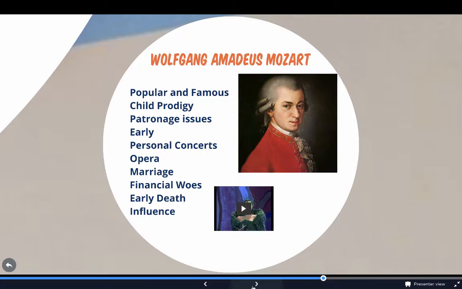He would often give some personal concerts for individuals or individual families. Opera, or Italian comedic opera, was really what he was most known for, like the Marriage of Figaro, the Magic Flute, and Don Giovanni. He was just so gifted. He also was married and had children. But the financial woes is what always kind of caught up with him.